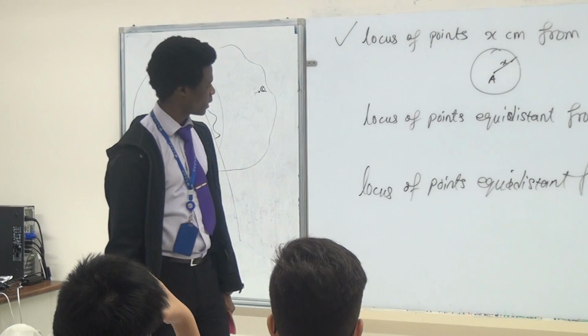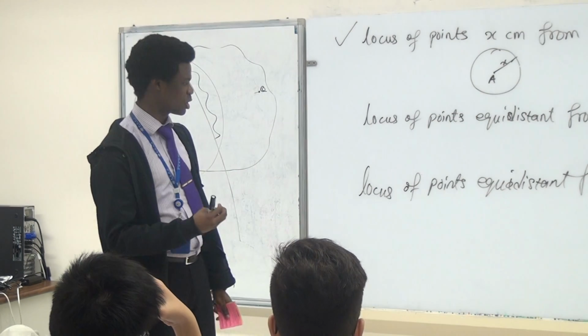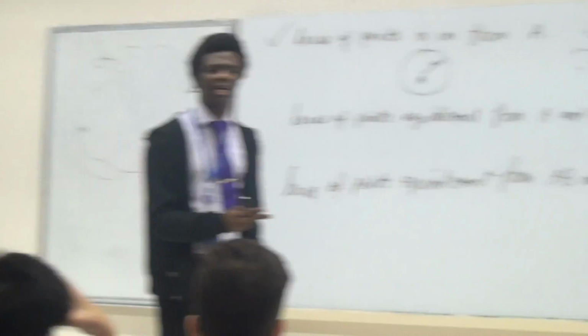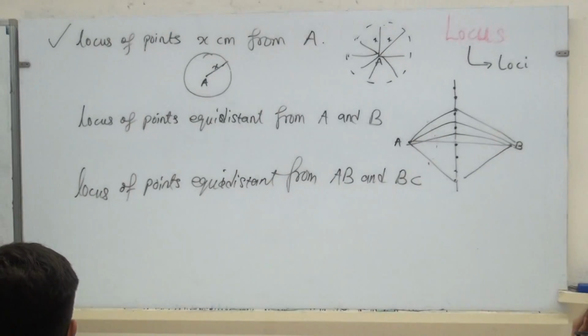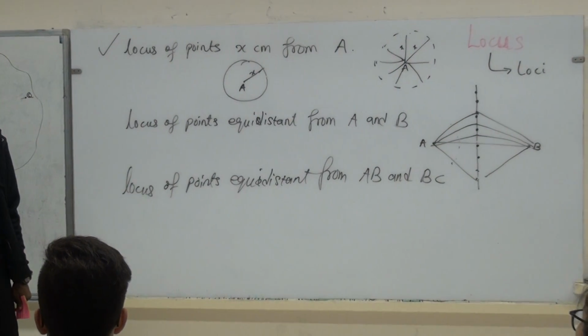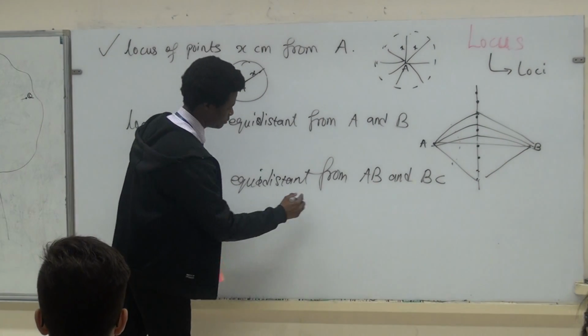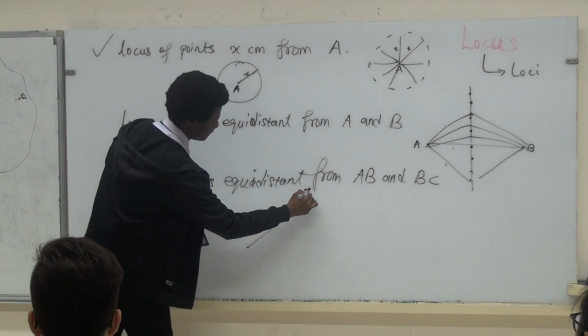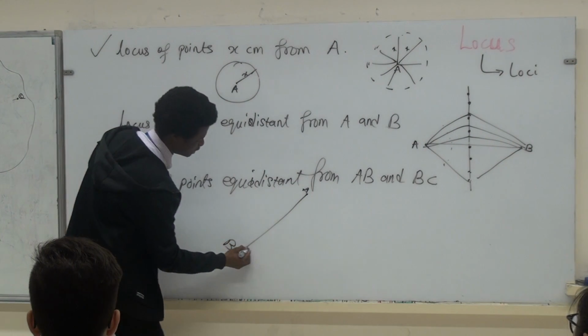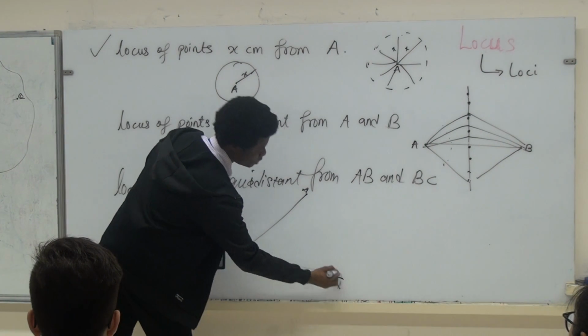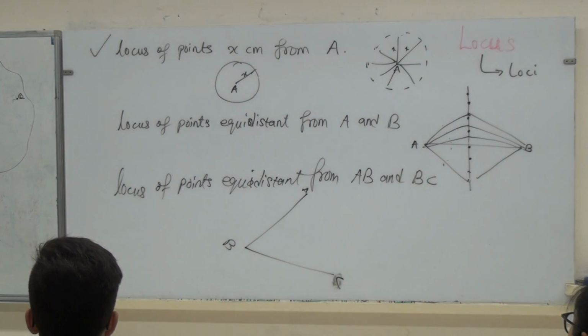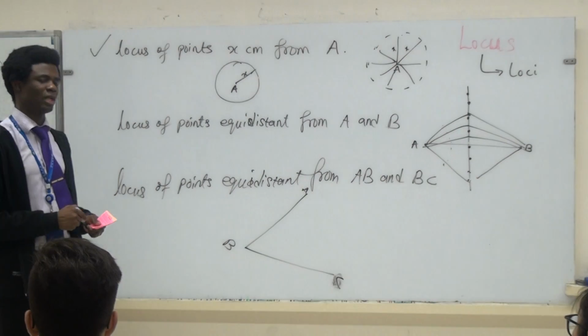Now, the last one. We can also be asked to find the locus of points that are of the same distance between 2 lines, or from 2 lines. So there is a line AB and there's a line BC, which means it's connected, right? So if I ask you for the locus of points such that they are of the same distance from AB and BC at the same time, what does that give you? Bisector of the angle, that's it.